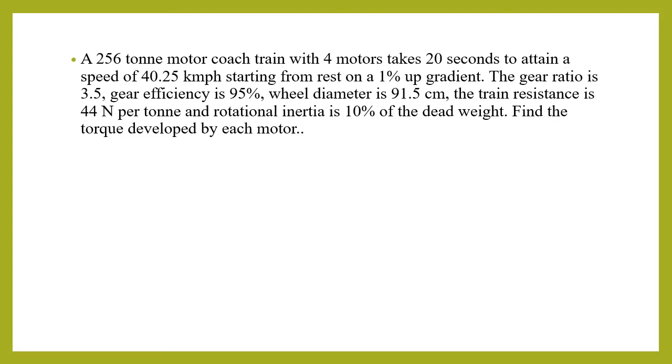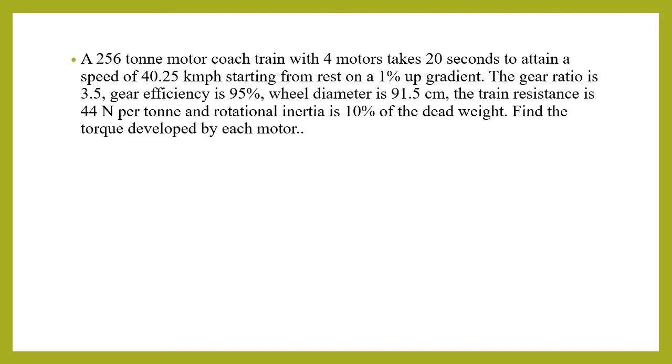per hour starting from rest on a 1% up gradient. The gear ratio is 3.5, gear efficiency is 95%, wheel diameter is 91.5 cm, train resistance is 44 Newton per ton, and rotational inertia is 10% of the dead weight. Find the torque developed by each motor.